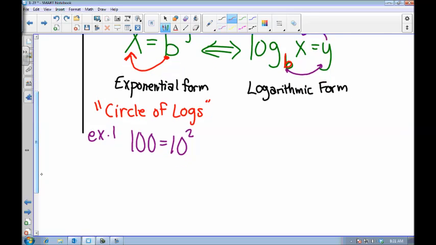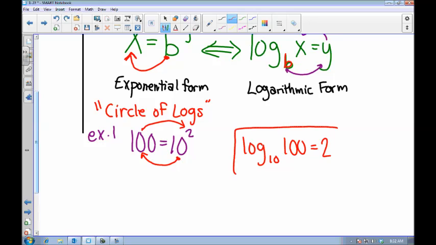So circle of logs time. 10, it's going to be log base 10. It's still going to have the same base, and the 10 will be lower. So it's a subscript. Log base 10 of, what do we go to next? Crossing over. Good. Of 100 equals what? 2. So we always cross side to side. Equals 2. This is logarithmic form.